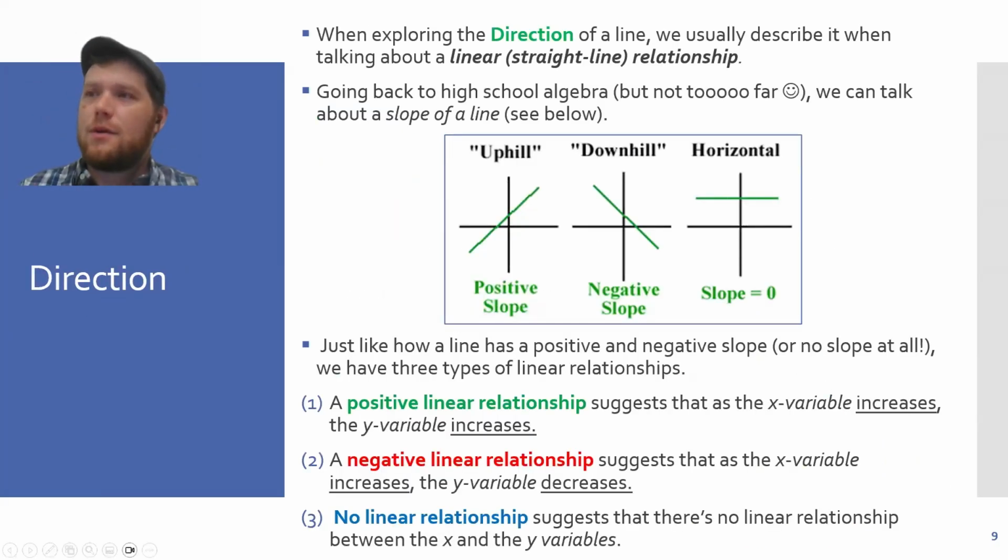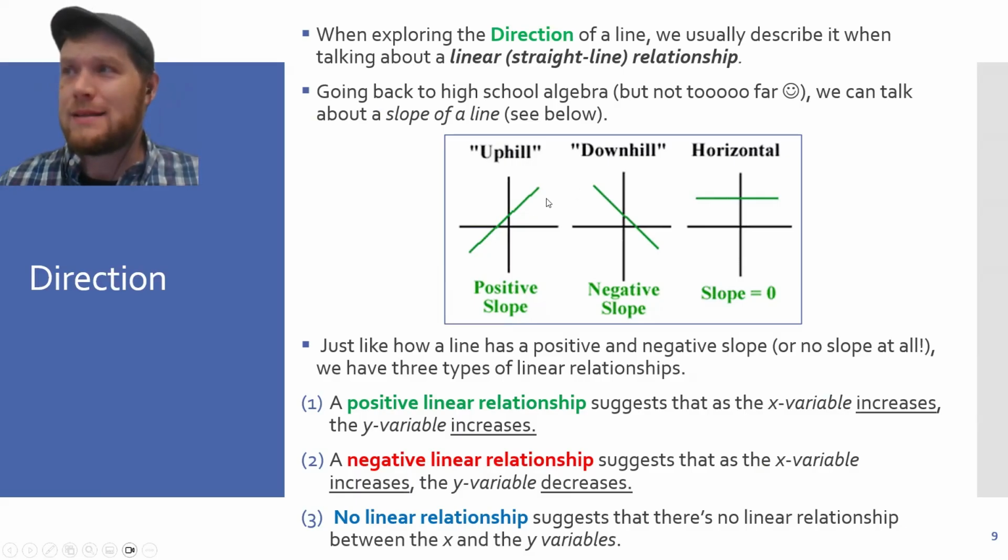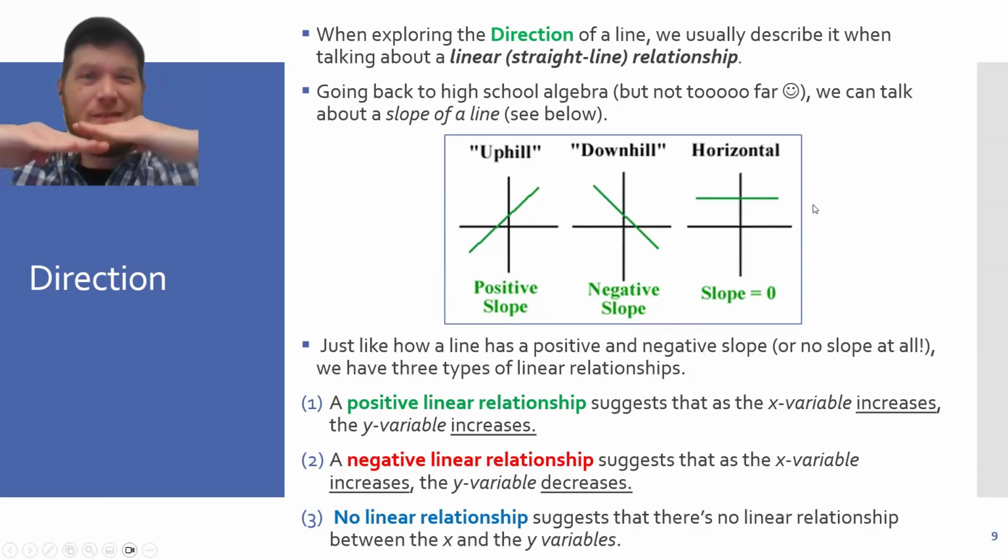Now, we talk about a line. Well, what kind of line is it? The next step to figure out what kind of line it is is looking at the direction of the line. We usually talk about a linear or straight line relationship. So going back to school algebra, I know, trigger warning. Not too far though. We can just talk about the slope of a line. Basically, a positive slope goes sort of uphill. A negative slope will go downhill, and horizontal is really when there's no slope or the slope is zero, where it almost looks like a flat line.